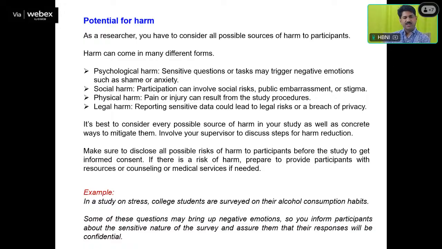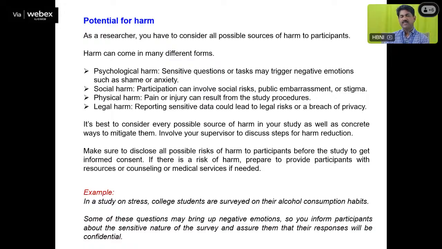It's best to consider every possible source of harm in your study as well as concrete ways to mitigate them. Involve your supervisor to discuss steps for harm reduction. So during this research procedure, various steps will be involved. So I'll just mention a few of the things here; in your classes, it will be explained more explicitly.